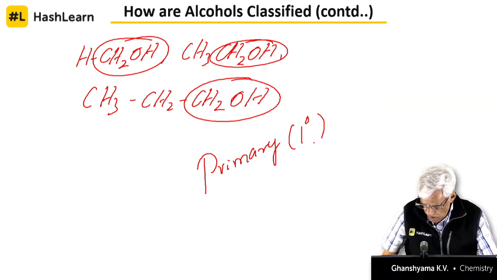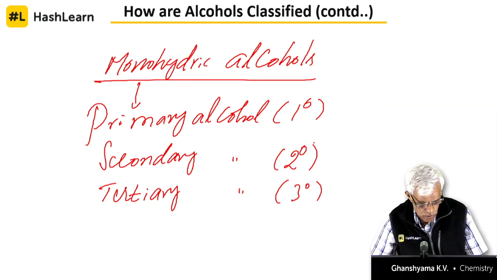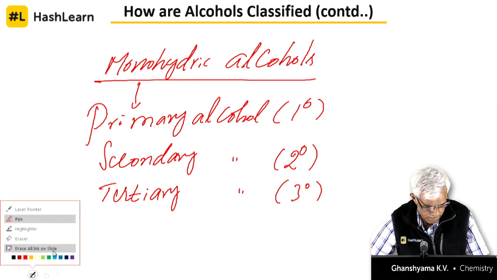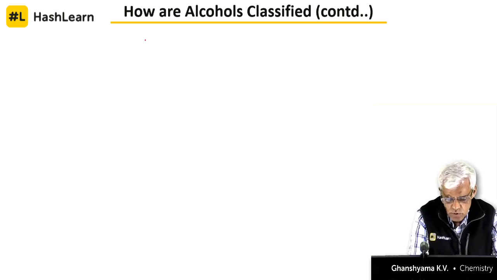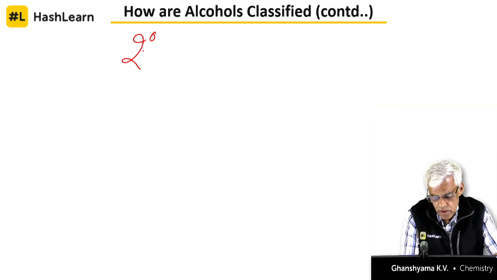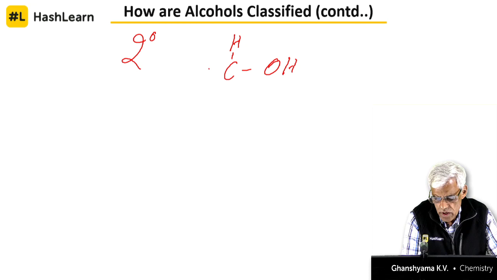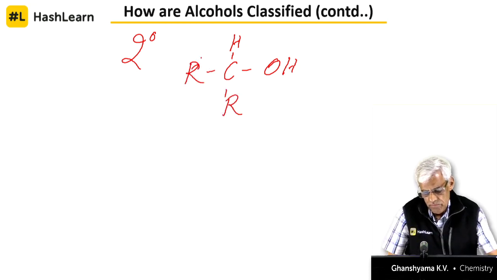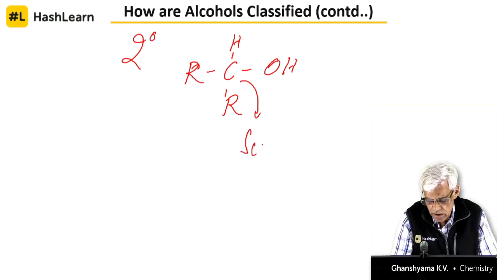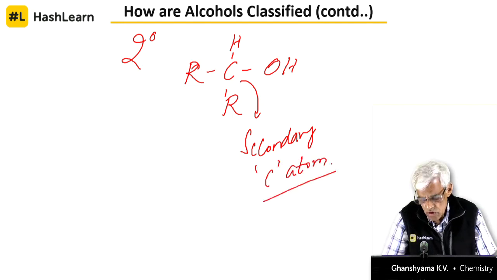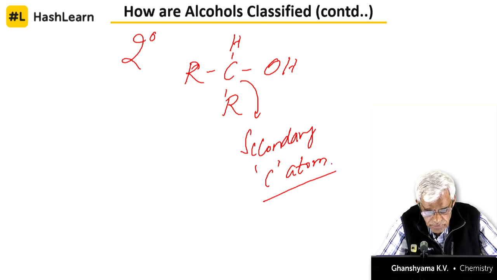Okay. Coming to the secondary alcohols now. Secondary alcohol, 2 degree alcohol: the OH group is connected to a secondary carbon atom.